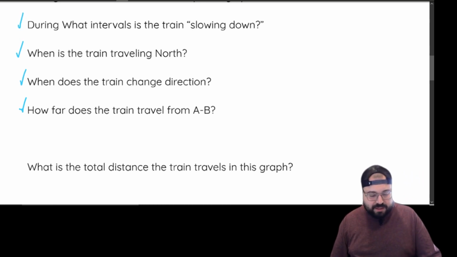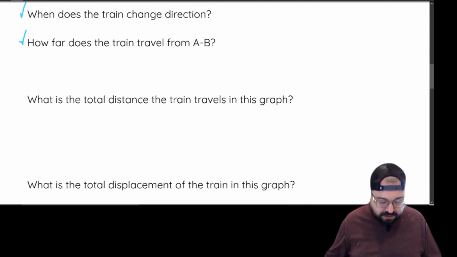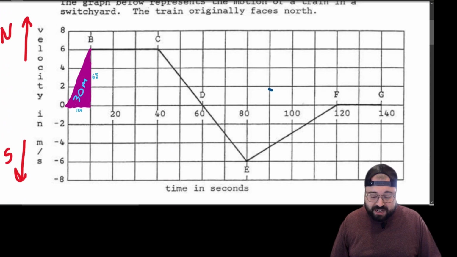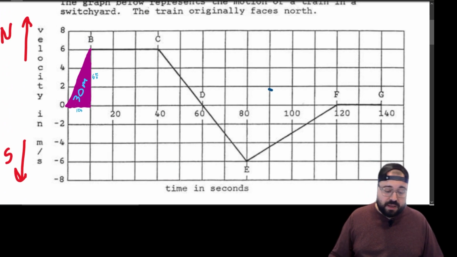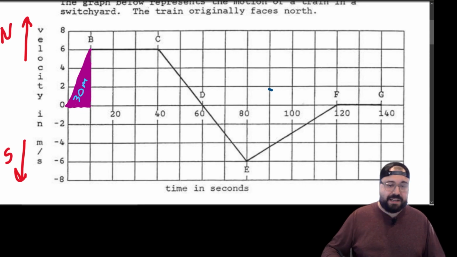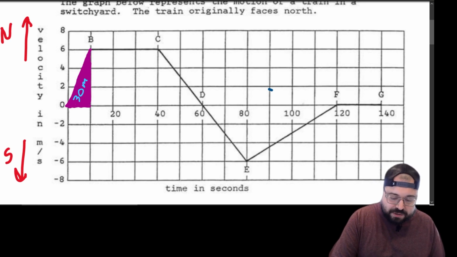But now, this next question, the next two are really spicy. What is the total distance the train travels in this graph? Oh my gosh. So now we've got to find the area between the entire line and the x-axis. So this becomes a little tricky because the line is changing. So what we've got to do is break this up into shapes.